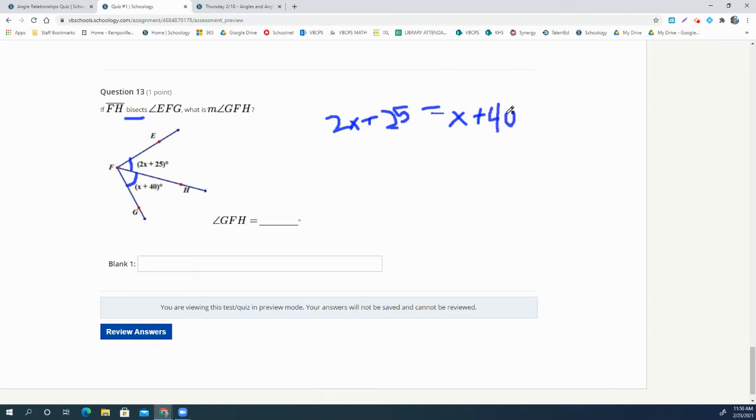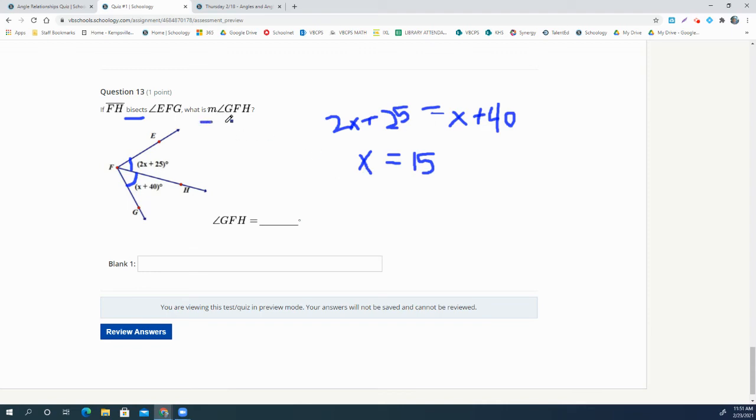And I super strongly encourage you to be writing these down. So then I subtract the x from both sides and I get x, and I subtract the 25 from both sides and I get 15. Any questions on how I just do that in my head? Do I need to show the work? Okay. Am I done? Is x equal 15?